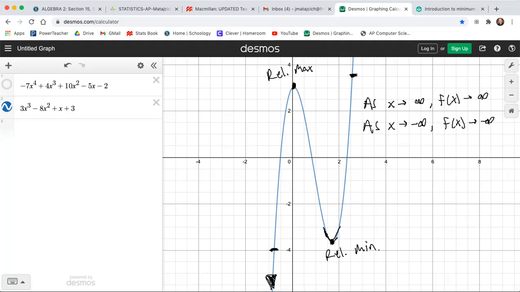That's what you're going to be doing on your assignment today. Just determining whether these points are relatives or absolutes, and whether they are max or min values. And then also just remember how to describe the end behavior of a function.